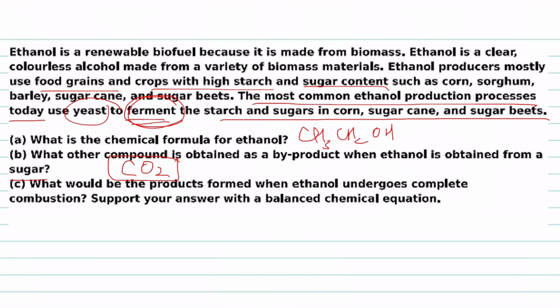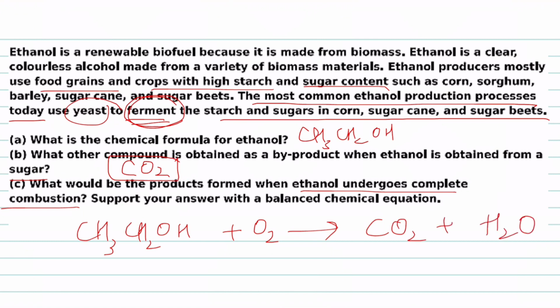What would be the product formed when ethanol undergoes complete combustion? Now this one is easy. You write ethanol, combine it with oxygen. Complete combustion means only carbon dioxide and water. Now let's just balance it. 2 carbons on the reactant side, 2 carbons on the product side now. 6 hydrogens on the reactant side, only 2 here, so let's put a 3 here. Oxygen, let's see, 4 plus 3, 7 here, 1 is already here, so let's put a 3 here. Okay, now this is the balanced chemical reaction.